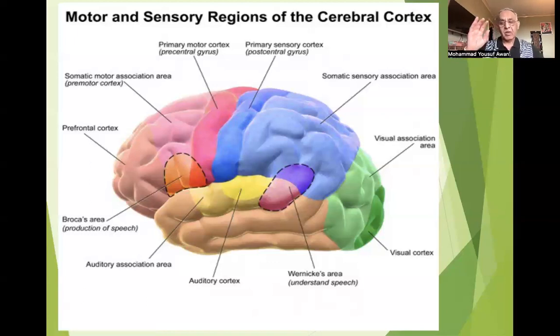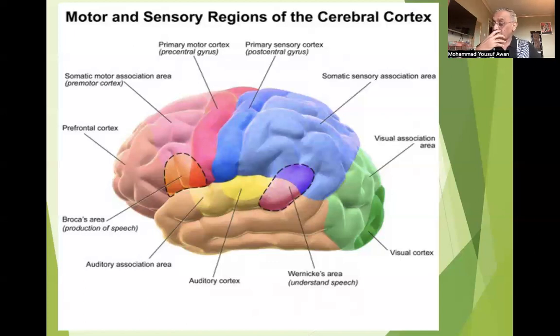But remember, if cerebral cortical lesions occur on one side of the hemisphere, you'll find the neurological sign on the opposite side of the body. So your right side of the body is represented in the left cerebral cortex, and your left side of the body is represented in the right side of the cortex.